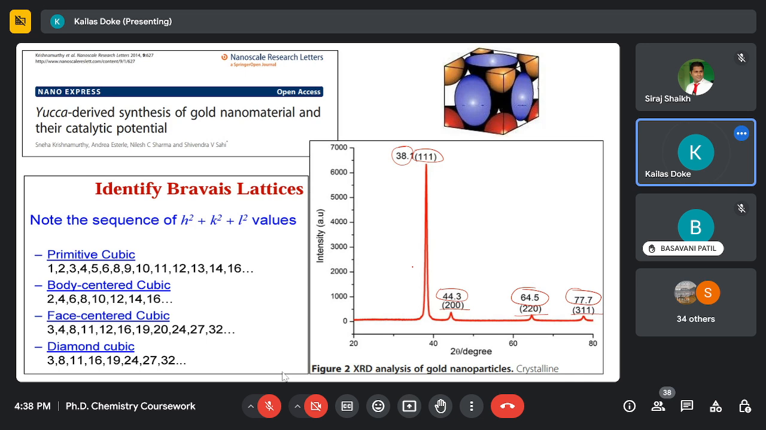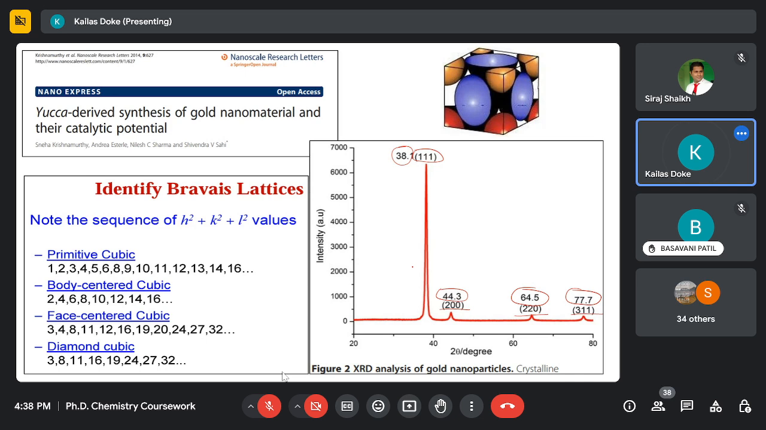So after indexing, it is not necessary to do the calculation, but you can do the calculation and confirm whether the lattice published in the research paper is simple, body-centered or face-centered. But we have literature data, and the indices are given on the diffracted peaks as 111, 200, 220 and 311. So from this gold nanoparticle diffracted peak and indices, we can say what type of cubic lattice it is: simple, primitive, body-centered, face-centered, or diamond cubic lattice.